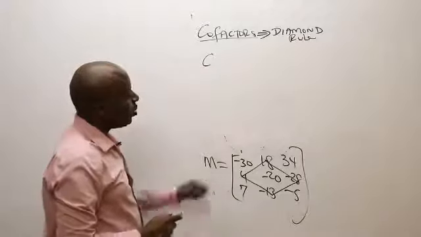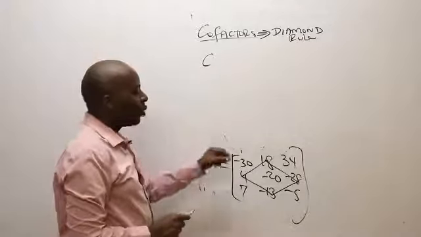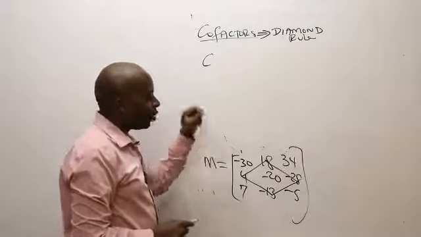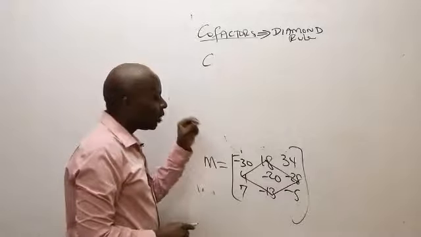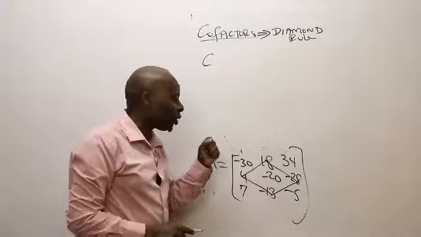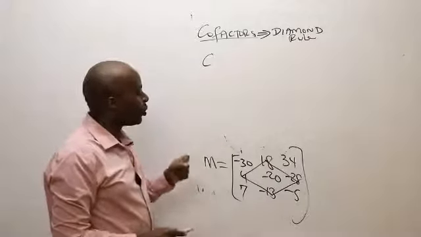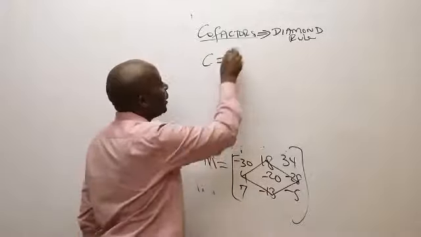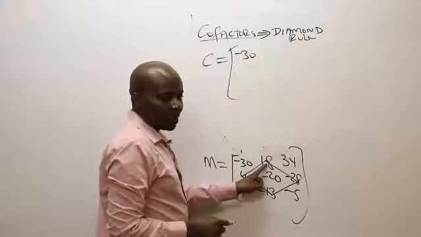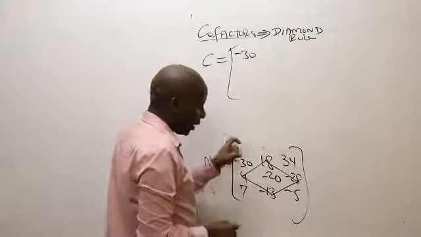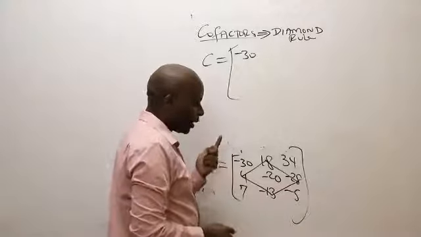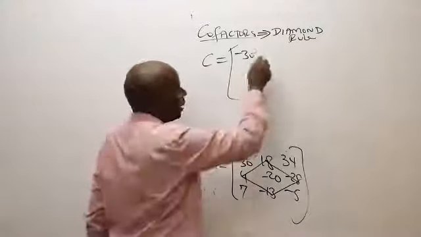Meaning that all the figures that have been touched with the diamond will have all their signs, ladies and gentlemen, changing. The figures that have been touched by my prestigious diamond will have all their signs changing. So my cofactors then will be equal to, we have here minus 30. This gives me minus 18 because initially it was positive, but now because of the diamond touching it, the sign must change. So we have here minus 18.